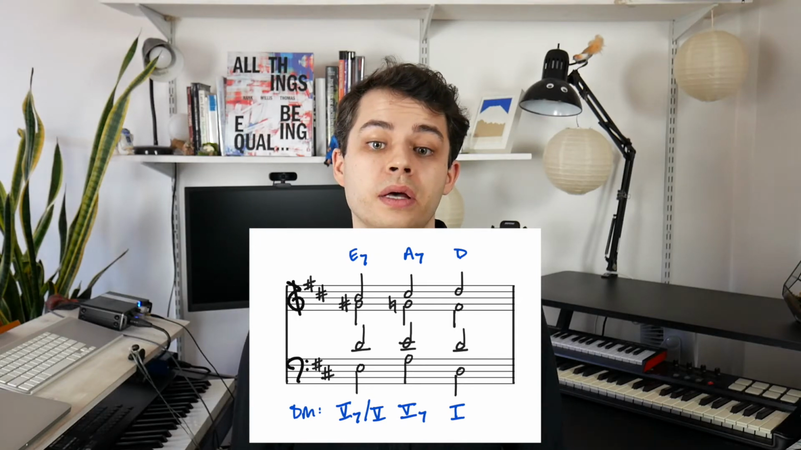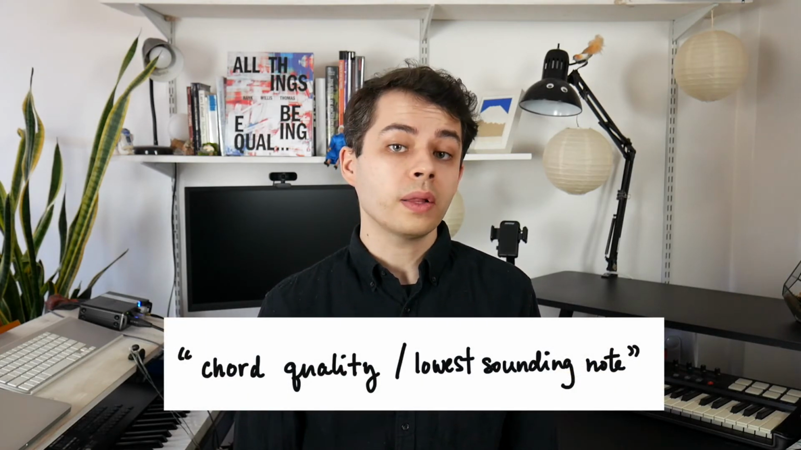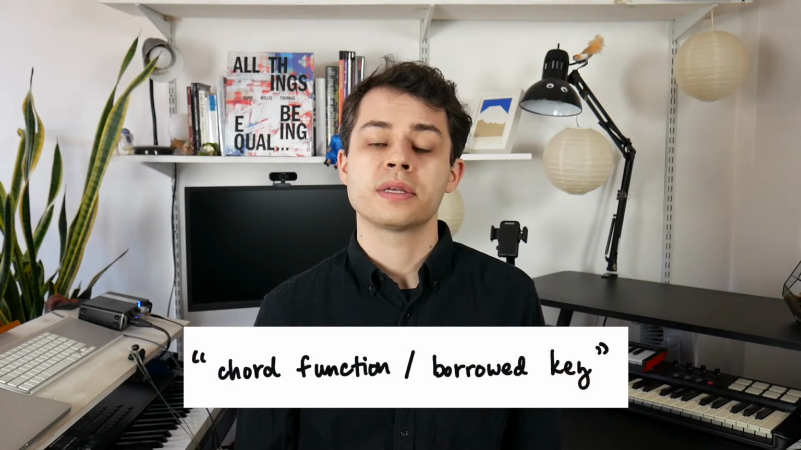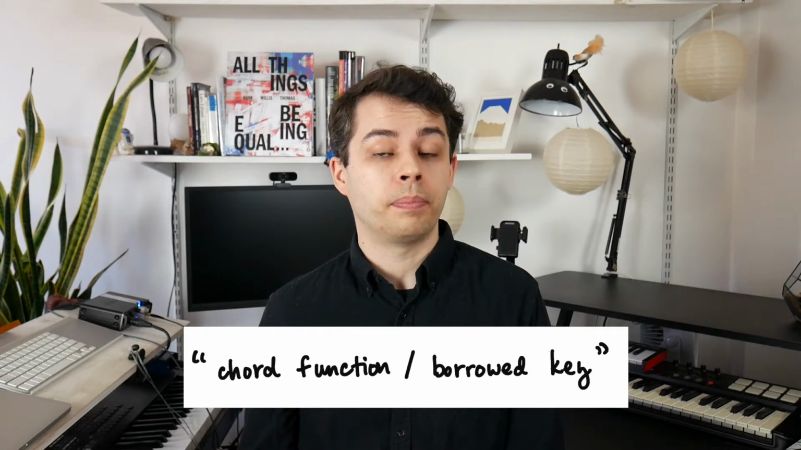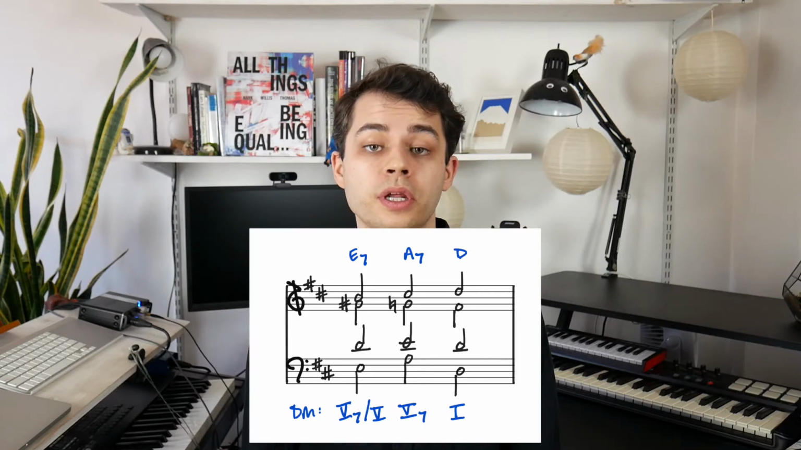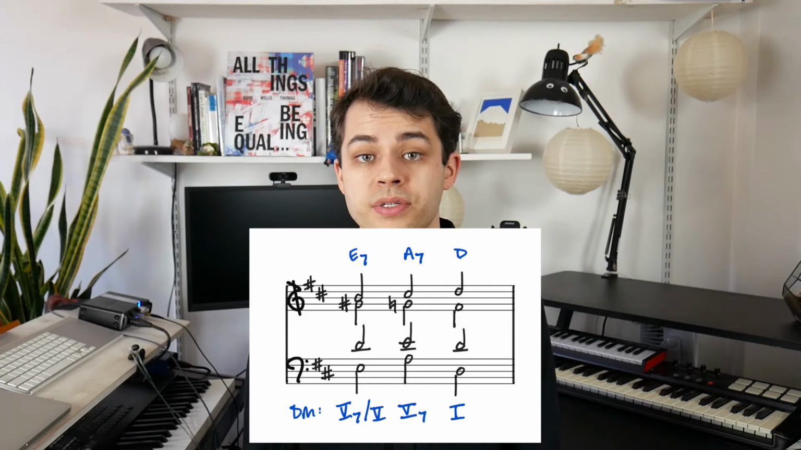Now, the first thing to make clear with this new notation is that the slash symbol here is operating in a distinctly different way than it does in chord symbols. In a chord symbol, a slash is meant to indicate the chord quality and the lowest sounding note, so we use it for inversions. But in Roman numeral analysis, a slash actually indicates the chord function and the borrowed key. In our D major example, that E dominant 7th chord functions as a dominant chord, and it is borrowed from the key of A major, which is the dominant chord in our home key. Thus, the dominant 7th of the dominant, or V7/V.